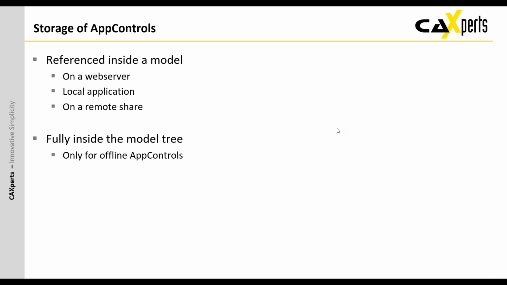Then there's also the question of where is this integration or this app control stored? We have multiple ways to do it to give you the most flexibility. So we can reference an app control inside the model. So the final app control can be on a web server, it can be a local application, or it can also be on a remote share.